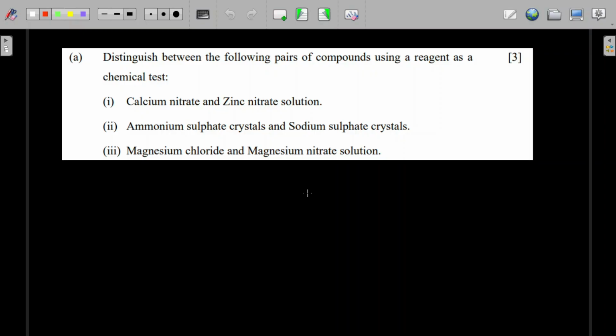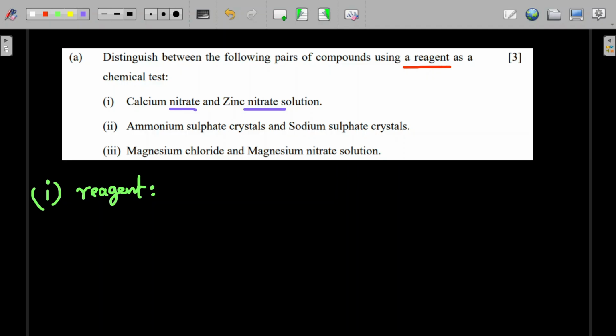Distinguish between, okay, these are the questions that will come for 2 to 3 marks. Usually it is repeating. See, one example I already told you. In this case, they have not given any reagent, but you have to use a reagent. Many of you directly write the observations. Don't do that. First, write what reagent you are using. How do you select the reagent? Here, calcium nitrate and zinc nitrate, the anion is same. Then you have to distinguish between calcium ion and zinc ion.